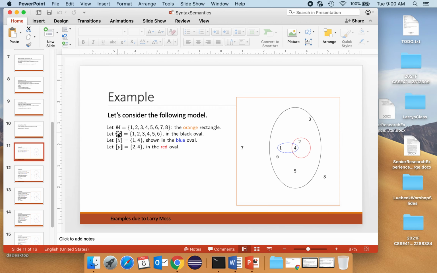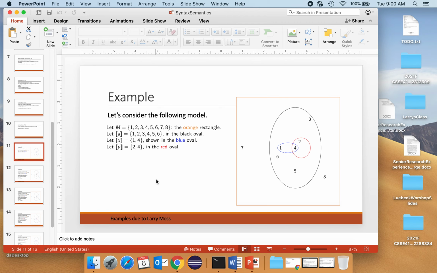So let's look at A, X, and Y. The interpretations of A, X, and Y all contain 4. That's fine. There can be duplication. Notice 4 is actually at the intersection of blue and red, so it's the only thing that is both blue and red. Notice that 1 is blue and black. 2 is red and black. And of course, orange. So that's the lay of the land.